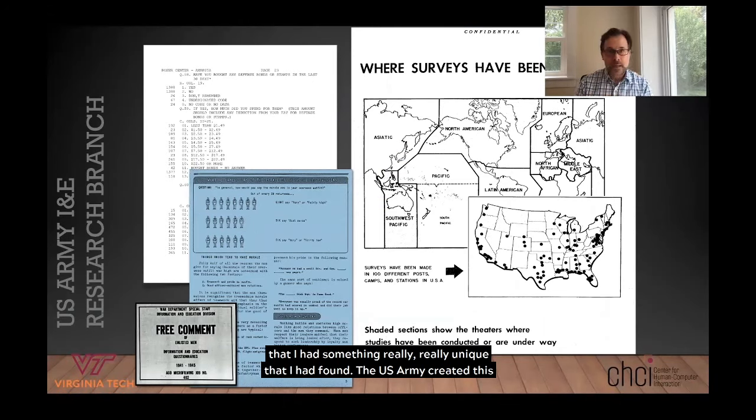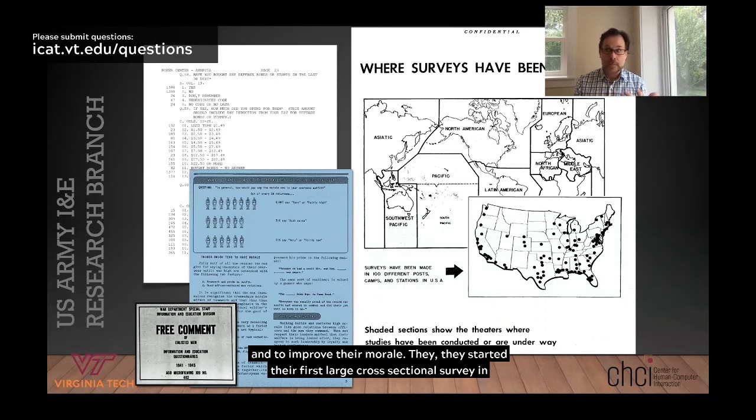The U.S. Army created this in-house social and behavioral science research unit, and the idea was that it was going to collect human intelligence to help the Army become a more efficient and effective organization. It was also going to study the service men and women, to help them adjust and to improve their morale. They started their first large cross-sectional survey in Fort Bragg, North Carolina, the day after Pearl Harbor. And over the course of the next 4 years, from 1941 to 1945, they surveyed 500,000 individuals.